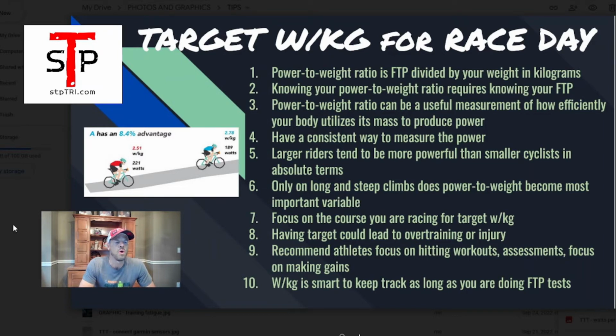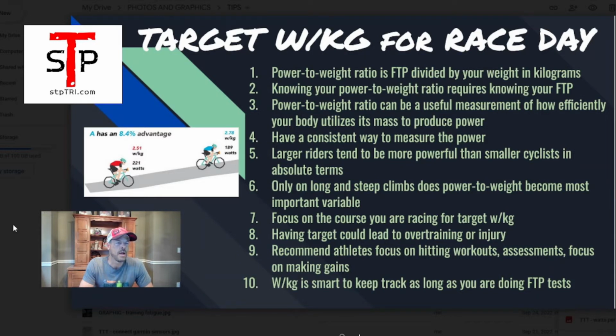Number six, only on long and steep climbs does power to weight become the most important variable. Looking at the Ironman and 70.3 world, some courses have a lot of climbing, and then there are courses like Ironman Florida that have very little climbing. So over time, watts per kilogram may be useful, but may not be the most important variable when you're racing.